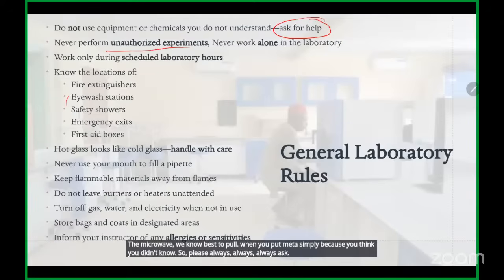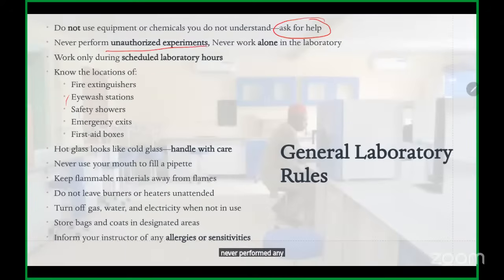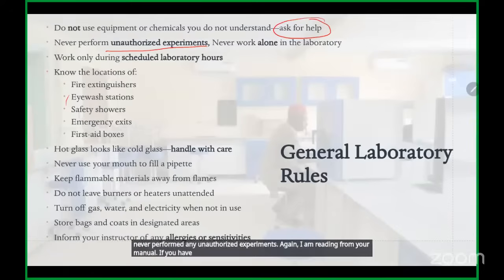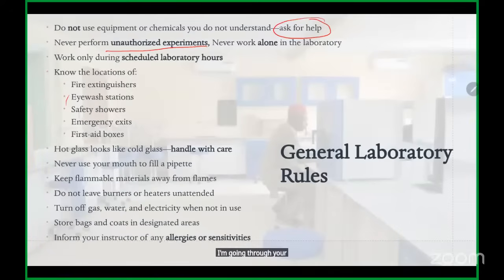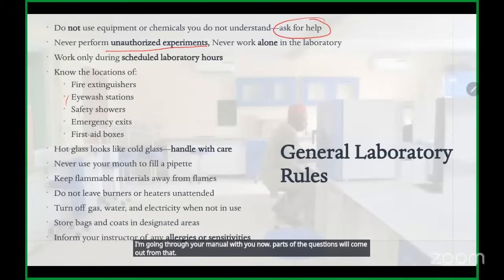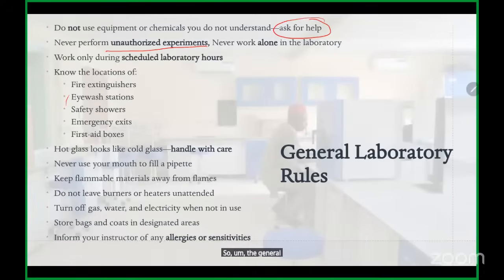Never perform any unauthorized experiments. Again, I'm reading from your manual. If you have your manual, I'm going through it with you now. Parts of the questions will come out from that. The general rules are given in your manual. You can open it, so I'm going through from page 5 to 6, 5 to 7 quickly.